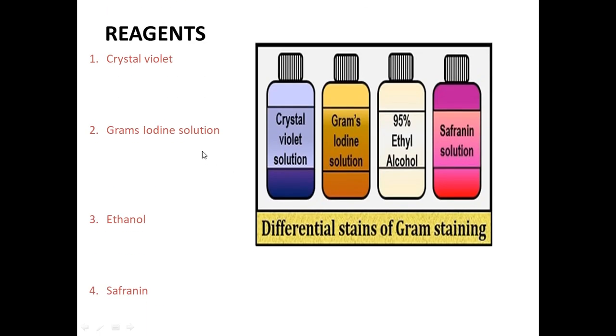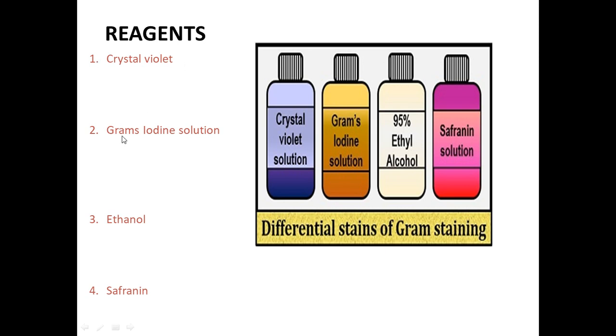So let's look at the procedure for gram staining. In gram staining, we need some reagents, and we need four main reagents. The first reagent, which is called the primary stain, is crystal violet. Some procedures use methylene blue instead of crystal violet for the primary stain.